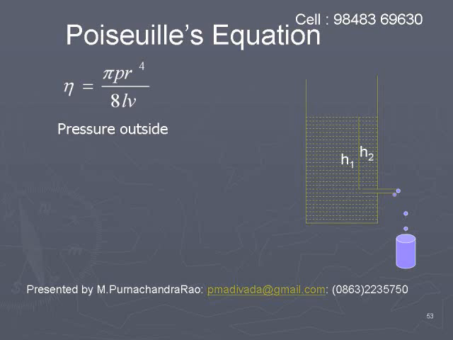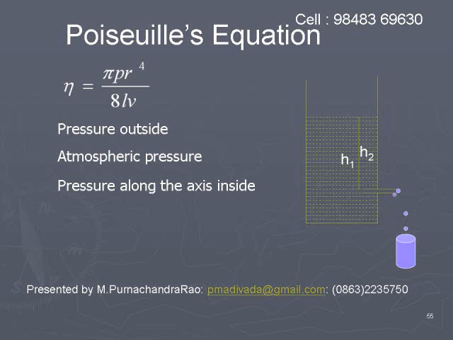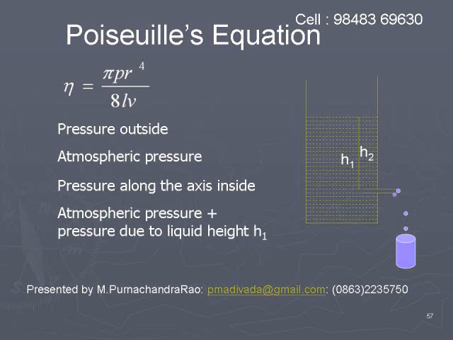Now, the pressure difference can be understood like this. Outside the capillary tube, in the end which is in air, the pressure is atmospheric pressure. But when we come to the capillary tube inside the liquid, here the pressure is more, because on the surface of the liquid there is atmospheric pressure.